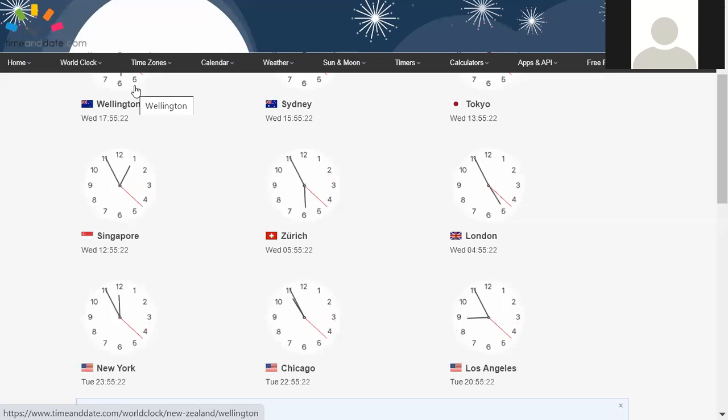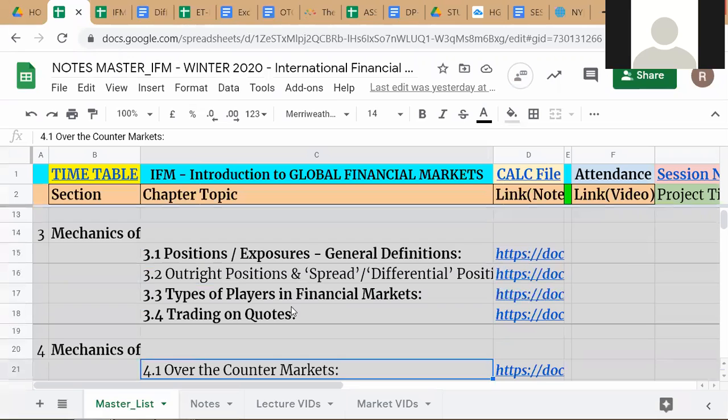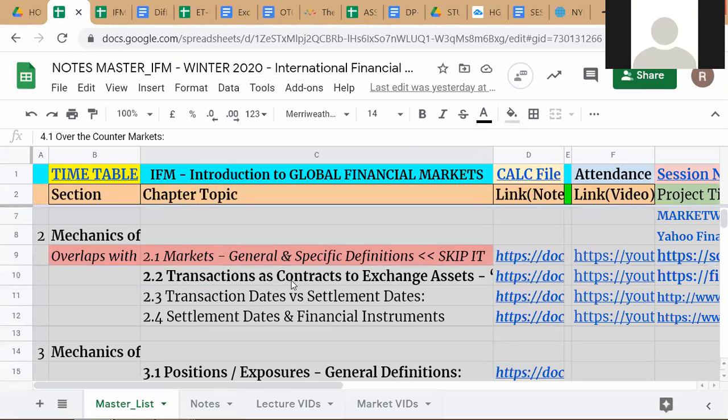Okay, so the deal, remember this: transactions as contracts to exchange assets, transaction date, settlement date. We do the deal today. Today is the transaction date. Settlement date is 6 months later. Okay? This is what is happening.